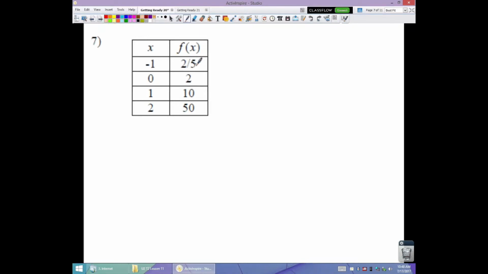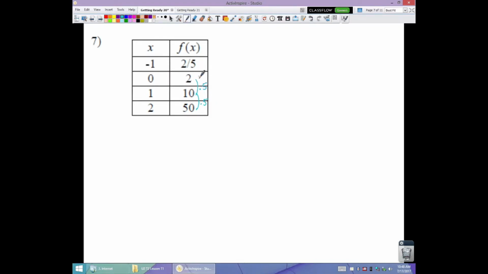Okay, number 7, I'm going from a fraction to a few integers. So how do I go from 2/5 to 2? Well, that might not be really obvious to you, so let's look ahead at it. From 2 to 10 goes up 8, but 10 to 50 does not go up 8. How about multiplying? From 2 to 10 is multiplying by 5. 10 to 50 is multiplying by 5.